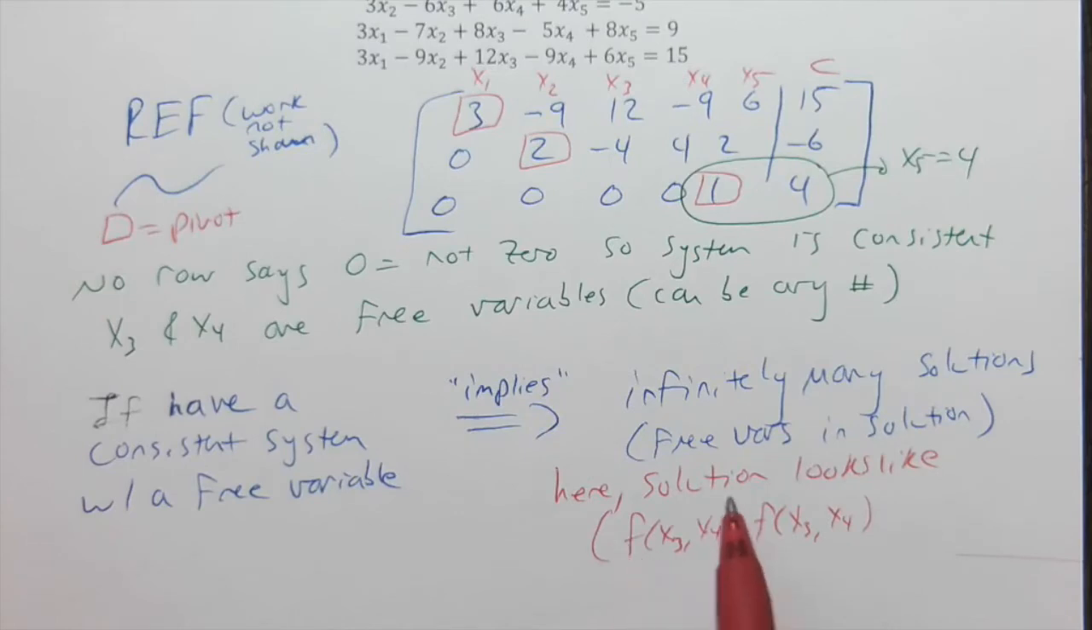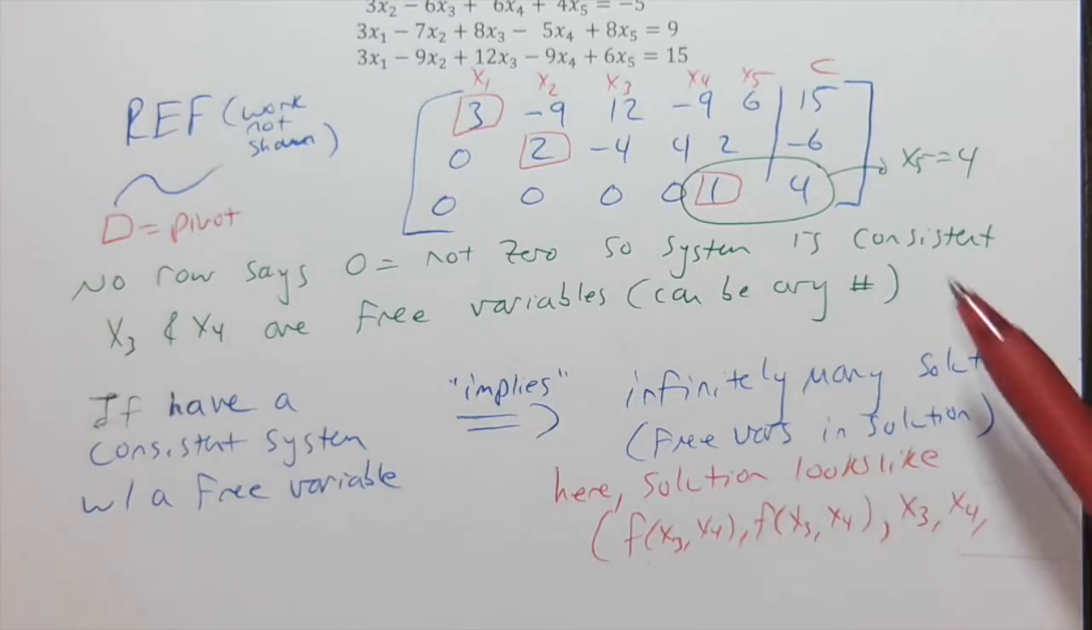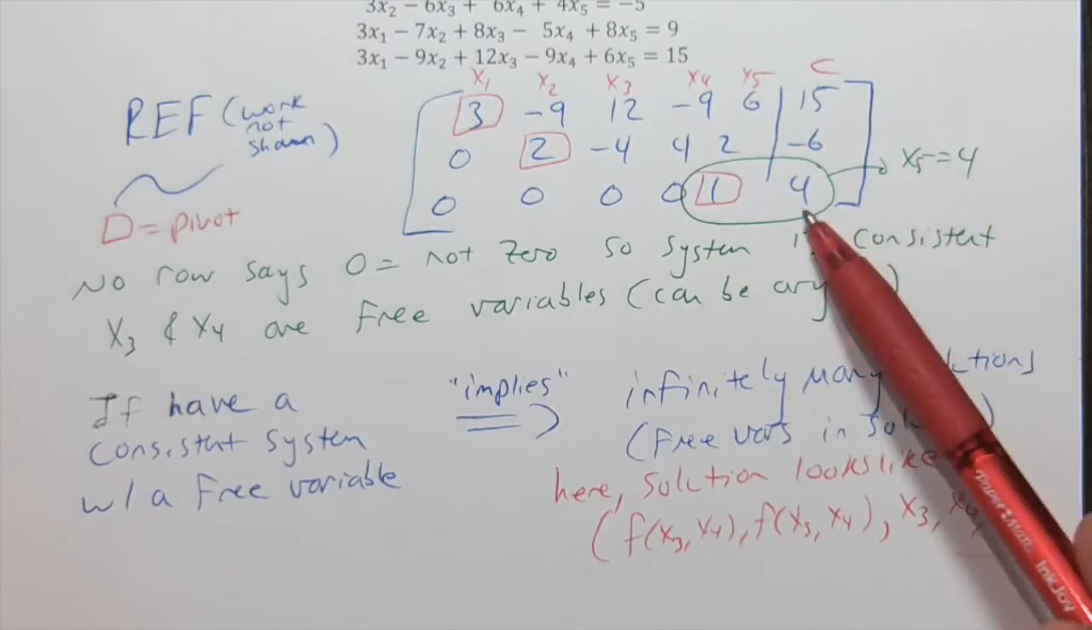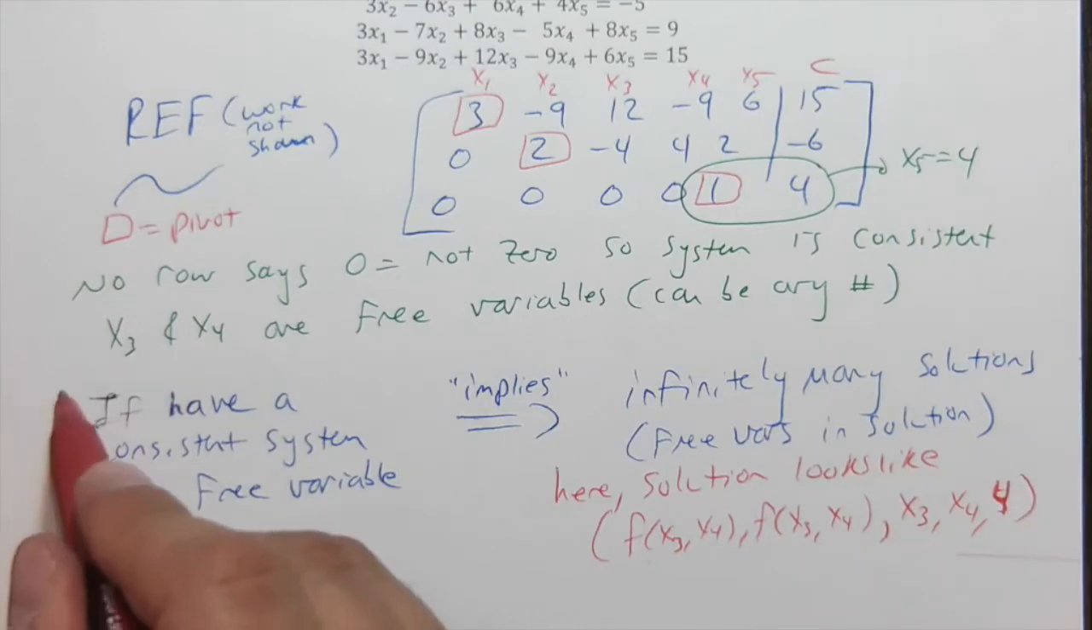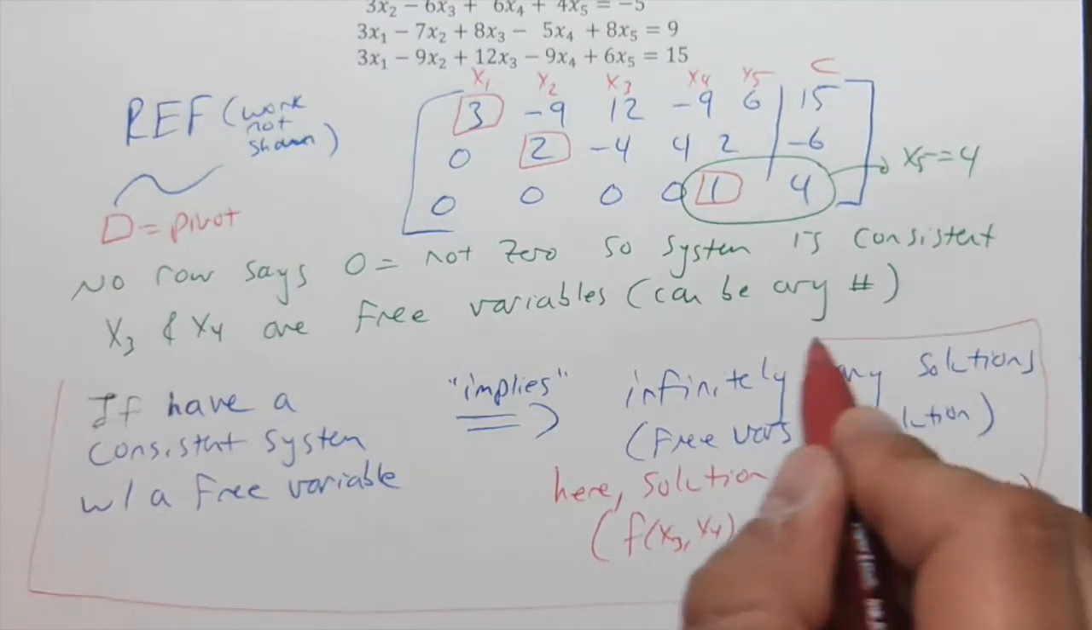I'm saying the x1 spot is a function of the free variables. The x2 spot is a function of the free variables. x3 is free. x4 is also free. And then we notice that x5 actually has the value of 4. So x5 is going to take on the value of 4. Excuse me, not 5. So this is what the solution is going to look like because we've got free variables.